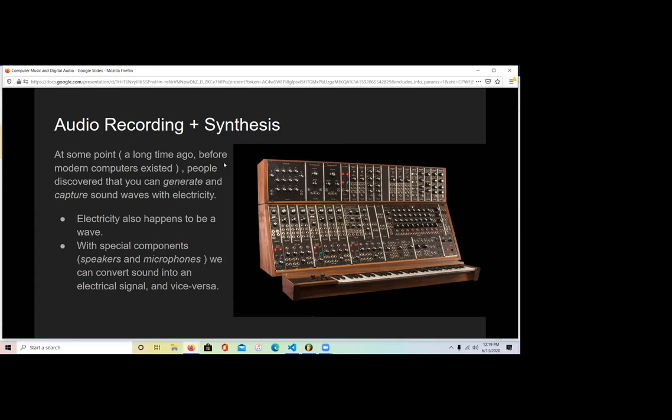So that was cool. And then a couple decades after that, people discovered not only can you record the waves from the air and make recordings, and not only can you replay those recordings, but you can also make something new. And that's what this big thing on the right here is. It's called an analog synthesizer. If you look at it, it's just a whole bunch of knobs. It's a big machine which basically generates an electrical signal, and the knobs change different properties of that signal.